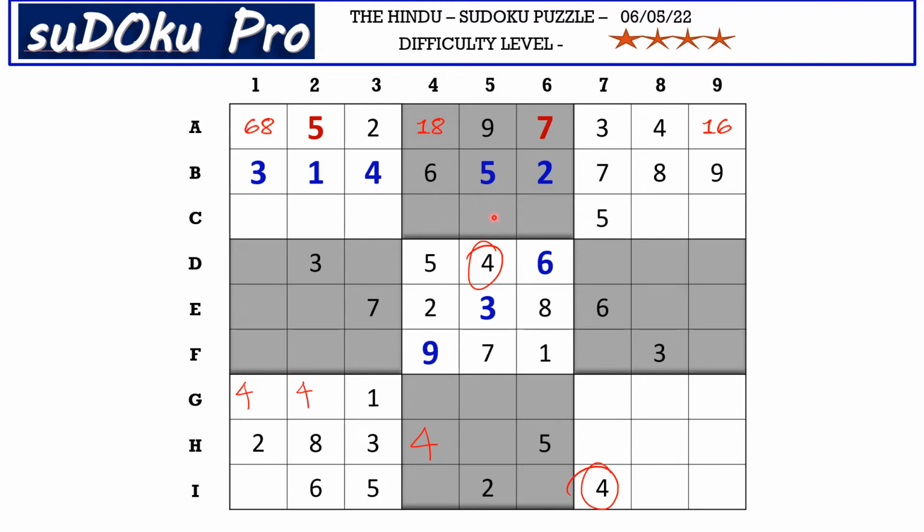Now this 4 blocks here and this 4 from 5th column blocks here. So C6 takes 4. Now in this block the missing numbers are only 3, 1 and 8. This 3 here in column 5 blocks here. So C4 takes 3. Now there is only one empty cell and it naturally takes the matching pair 1, 8.